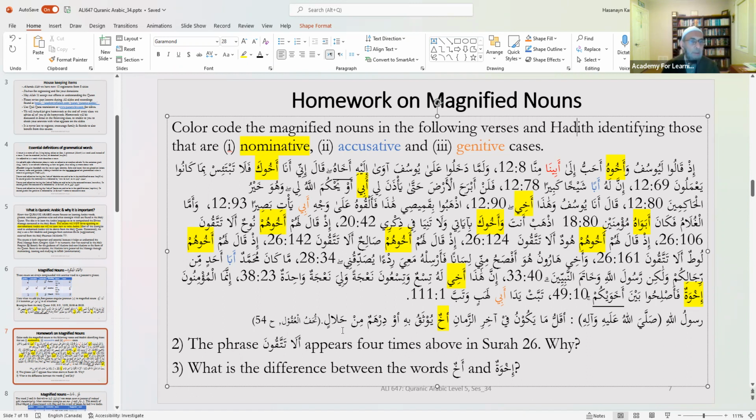Whenever somebody tells you that this should be between the two of us, you either say, please don't tell me if you're not going to keep the secret, or make sure that the secret is kept. So the Prophet says, أَقَلُّ مَا يَكُونُ فِي آخِرِ الزَّمَانِ. In the end times, two things will be scarce. One is أَخٌ يُوثَقُ بِهِ, a brother who can be trusted. The other is dirhamun min halalin, a dirham, a dollar or a coin, which is earned in a halal way.